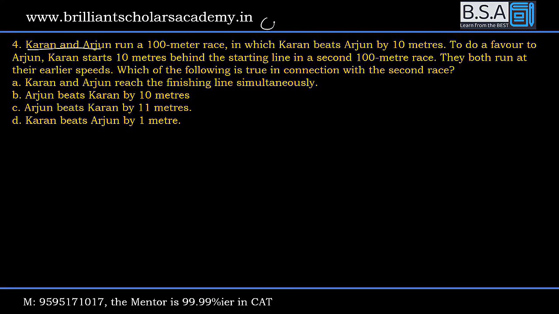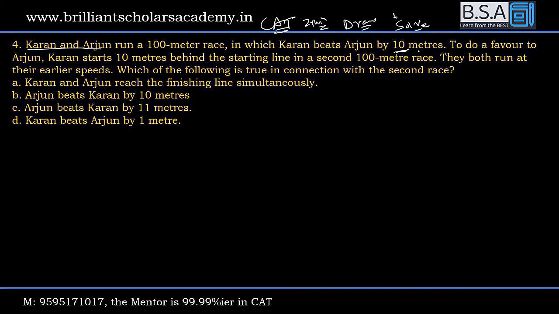It's a very old CAT question. It's there to clarify one good concept. Take 2 minutes, just read the question, draw the line, how will you represent, and then I'll solve for you. I'll solve. Read. Karan and Arjun ran a 100-meter race in which Karan beats Arjun by 10 meters.